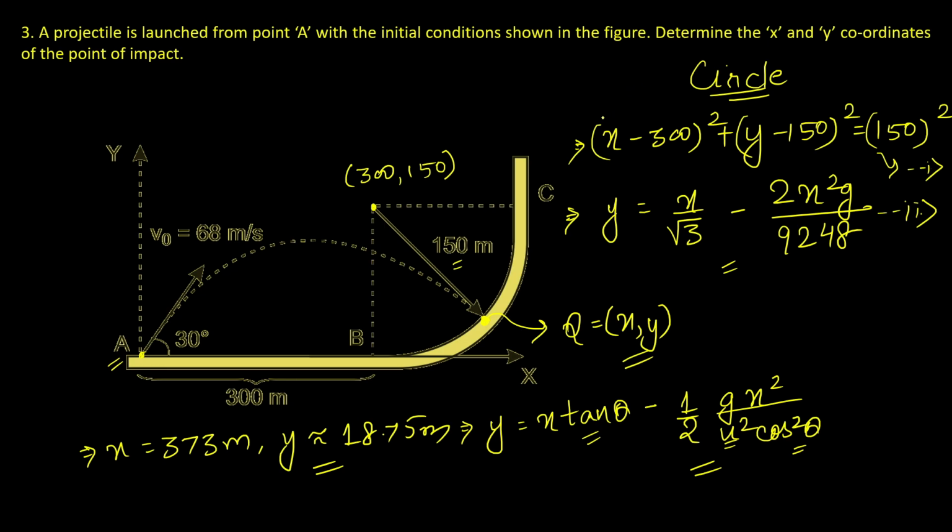This is how you need to attempt and solve these questions, because this is basically a mathematical question related to the concept of projectile. You just need the trajectory equations for these two different curves, the circle and the projectile, and then find x and y accordingly.